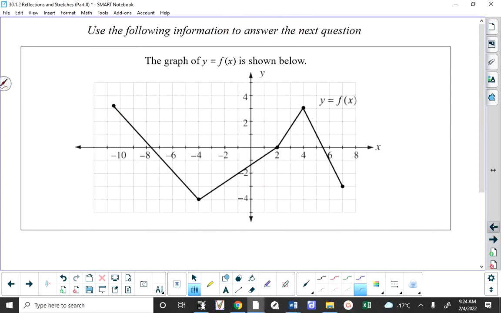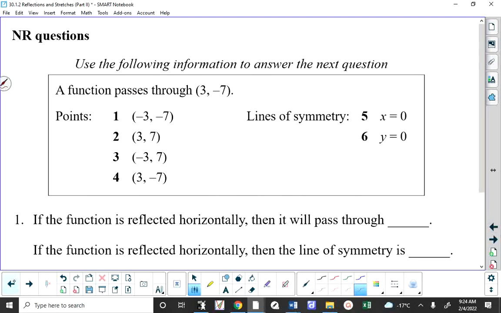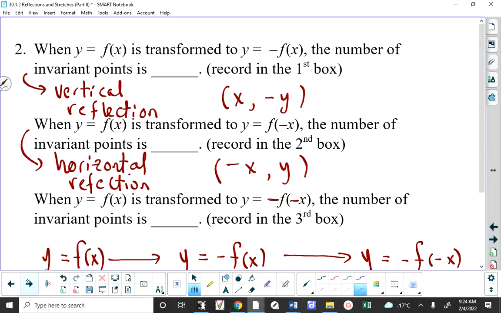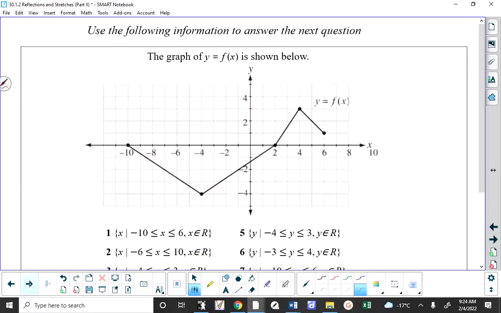And this is a good question that's being asked. If I reflect this horizontally, well, let's do the first one first, just to bring this all together. If I reflect it vertically, this point and this point will not move. That's why the first blank is 2. Should be anyway, right? The number of invariant points.